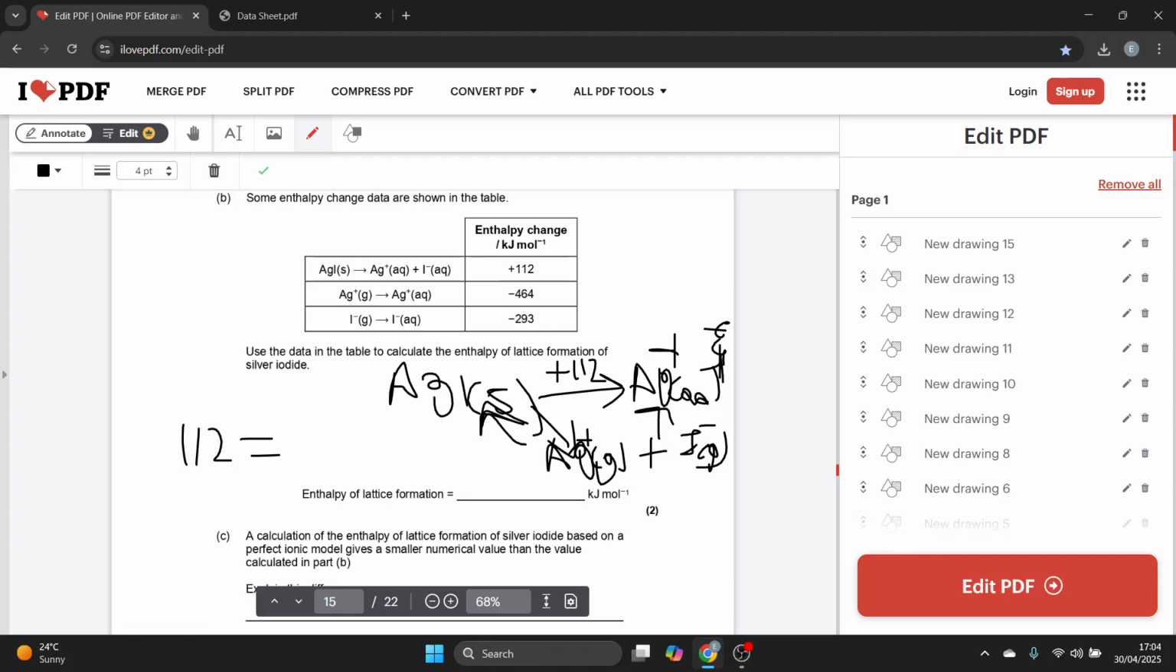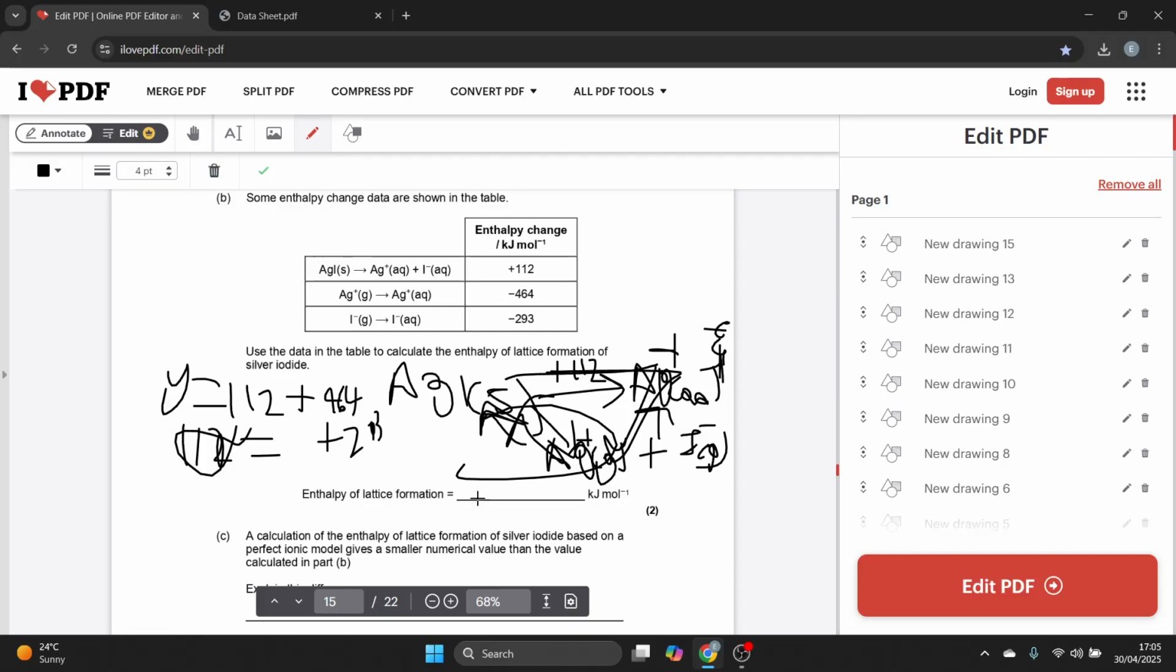Oh, yeah, I could just go the other way around. If I want to find out this, I can just say I go this way. Going here is the same as this way and this way. So I can say y equals 112 plus 464 plus 293. So I get plus 869. But that would give me... wait.